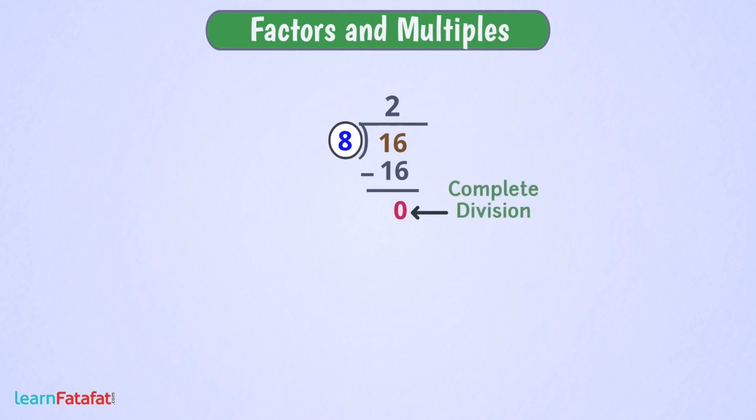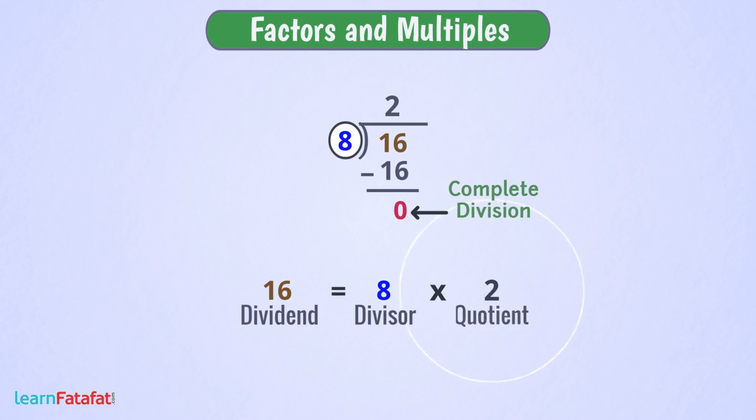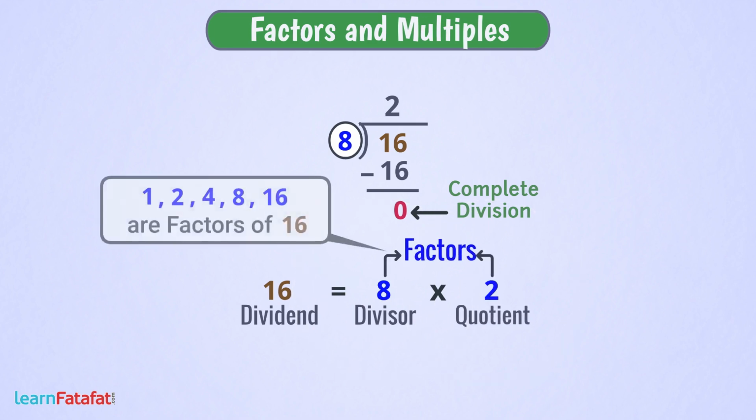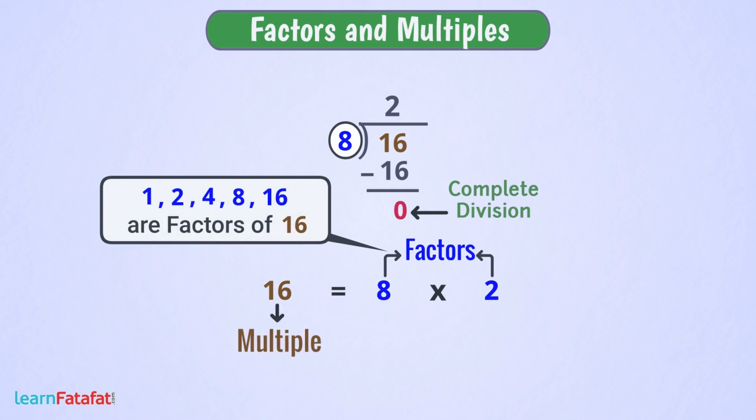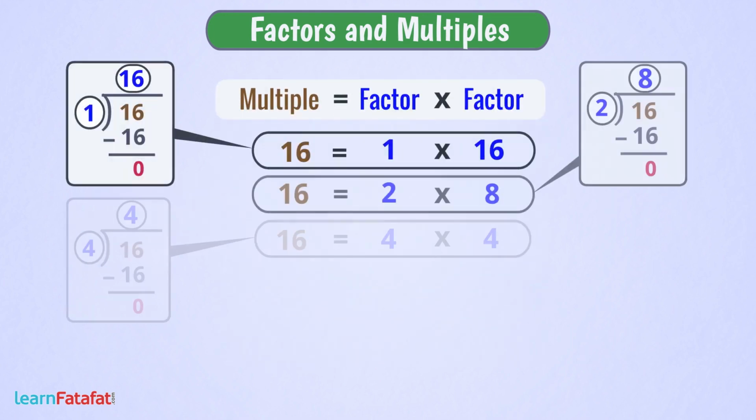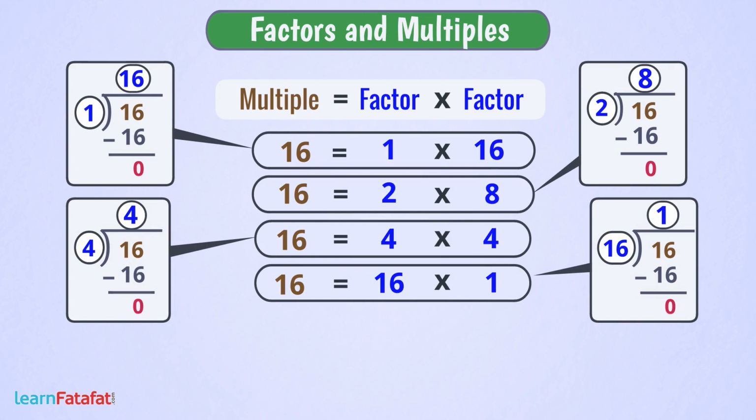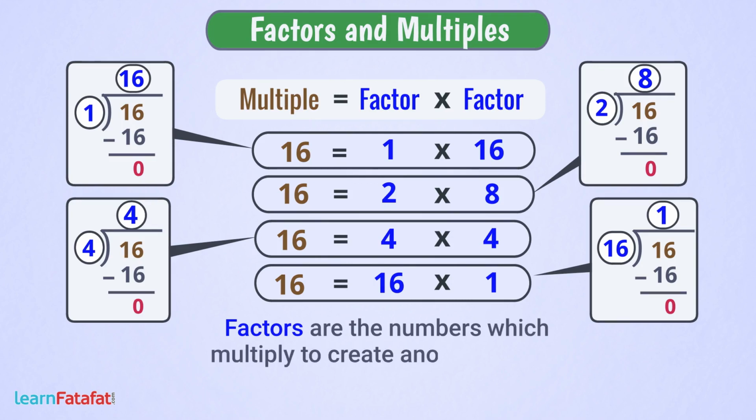For complete division, we have dividend equal to divisor multiplied by quotient. But since both divisor and quotient are factors of 16, we can also express any multiple in the form of a product of its factors. In the same way, we can express other factors of 16 like this, with which we can also say that factors are the numbers which multiply to create another number.